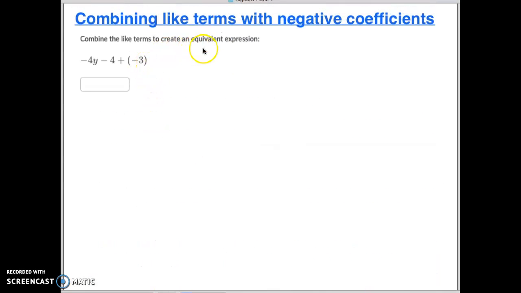So combining like terms with negative coefficients just means the number in front of a variable can be negative. So that's a negative coefficient of y. These two numbers are actually called constants. Just so you know, that's the difference between a coefficient and a constant. Constants do not have a variable with them. A coefficient does have one.